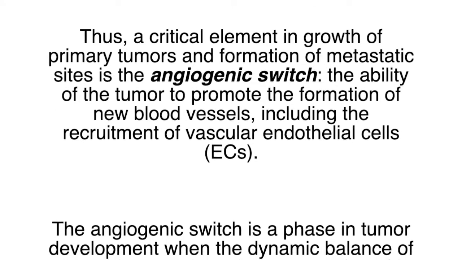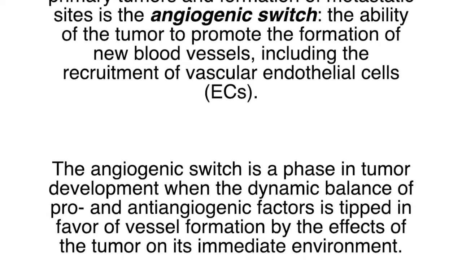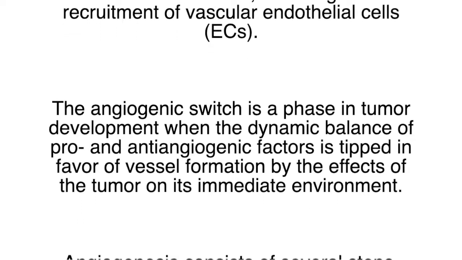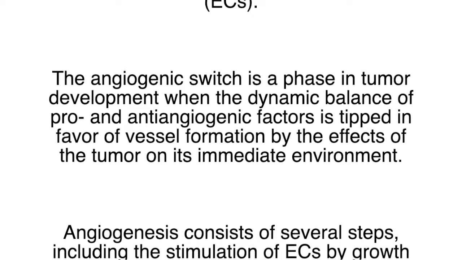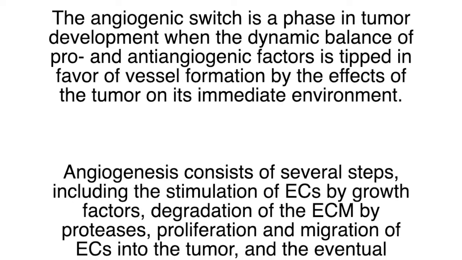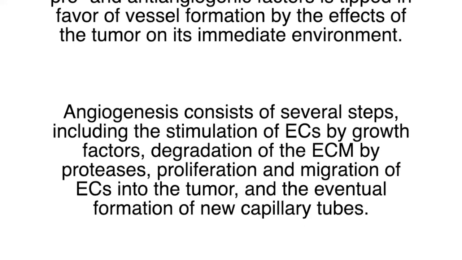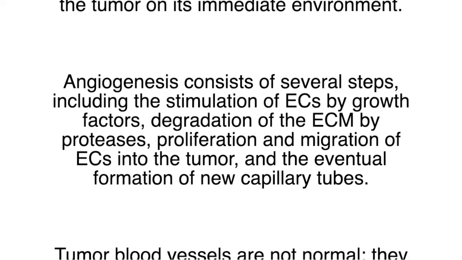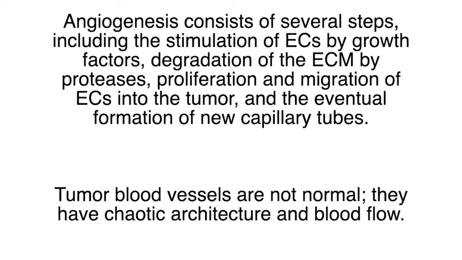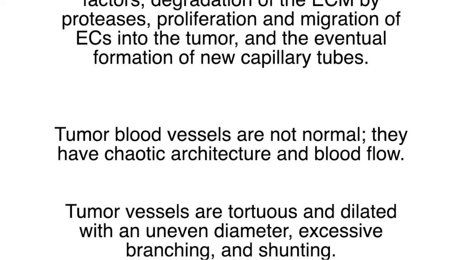endothelial cells, ECs. The angiogenic switch is a phase in tumor development when the dynamic balance of pro and anti-angiogenic factors is tipped in favor of vessel formation by the effects of the tumor on its immediate environment. Angiogenesis consists of several steps, including the stimulation of ECs by growth factors, degradation of the ECM by proteases, proliferation and migration of ECs into the tumor, and the eventual formation of new capillary tubes.